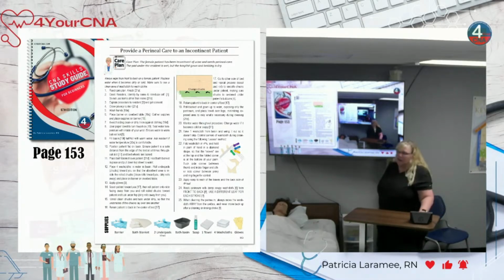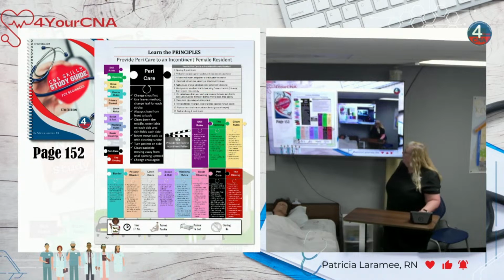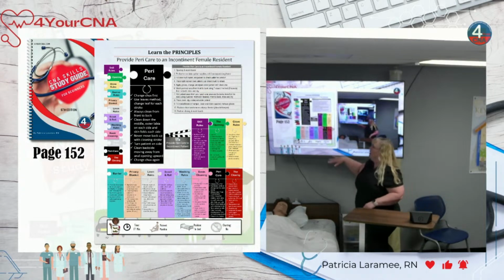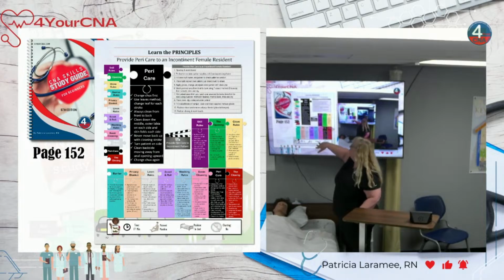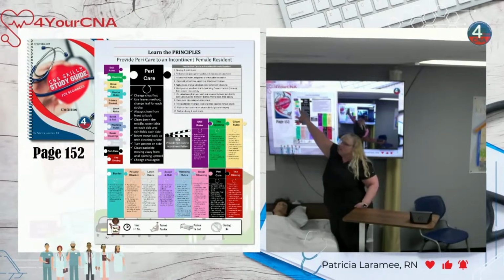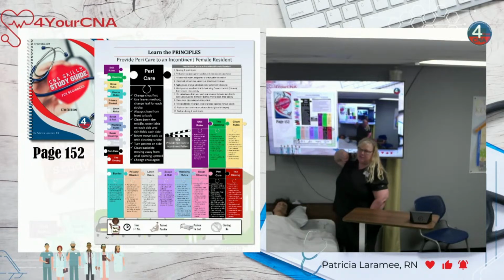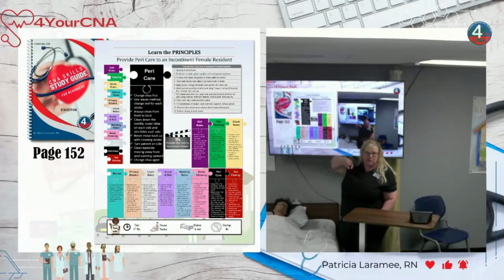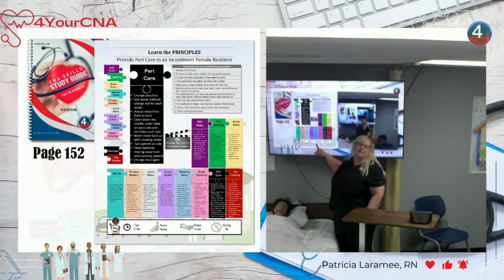Pericare. This is on page 153 of your book. Page 152 has the short version. But look at this. Almost every single skill or every single principle we've learned is in this skill. Just like partial bed bath. Remember, partial bed bath was our longest? This one is the second longest, 17 minutes.